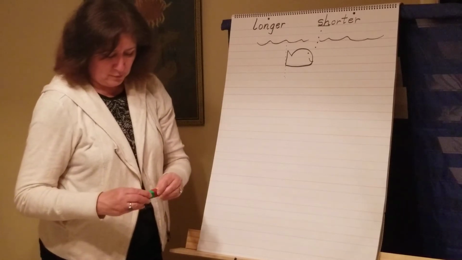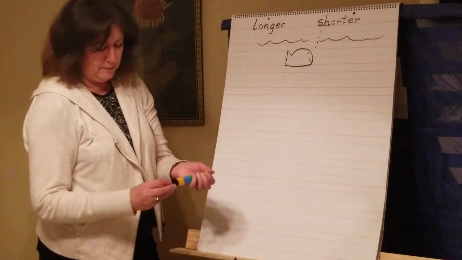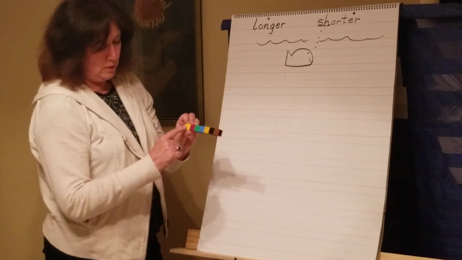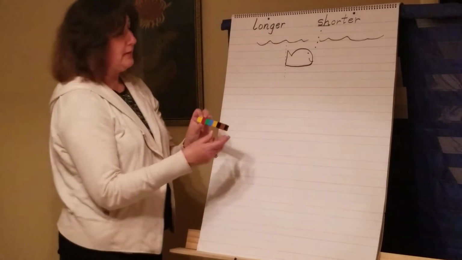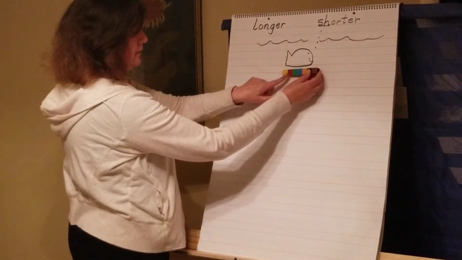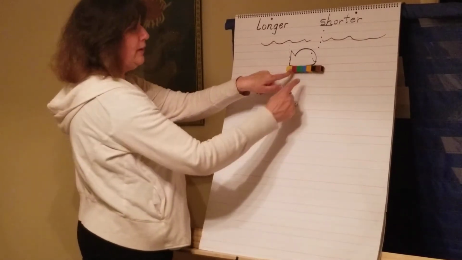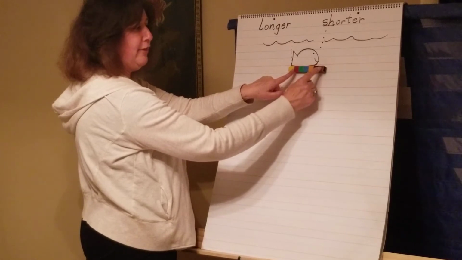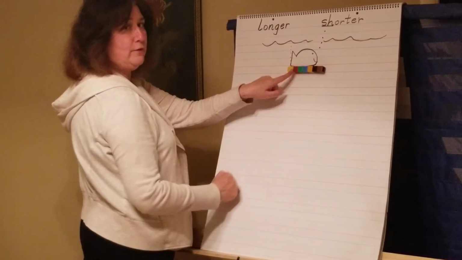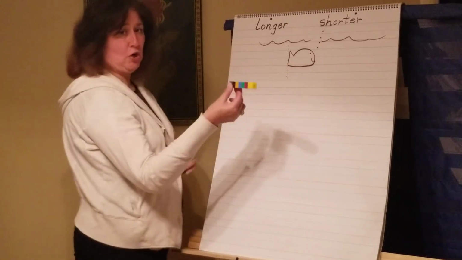Let's try that. There were my 5 that we had before. Let's add a couple more, maybe 6, 7. 1, 2, 3, 4, 5, 6, 7. Let's see if that's going to be longer than our fish. Line them up. Oh, yep. Now we know that that is longer because our train has more length. It has a couple more extra Unifix cubes there. So this train is longer than the fish.